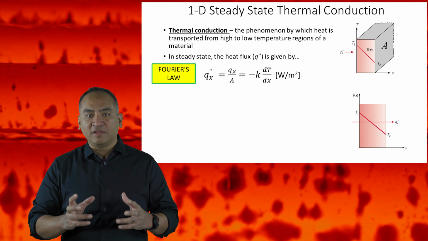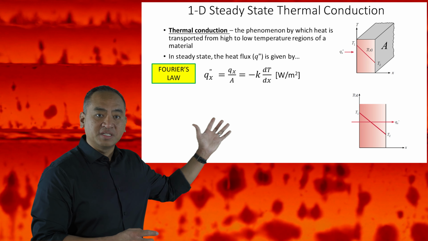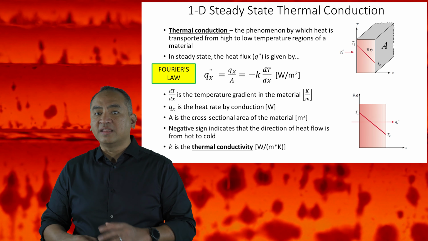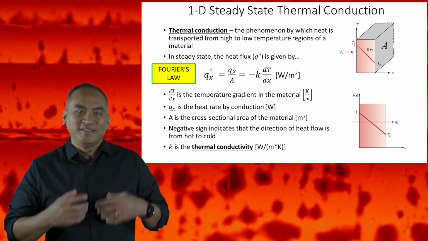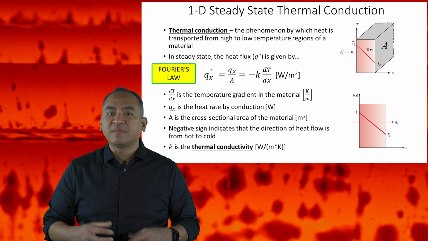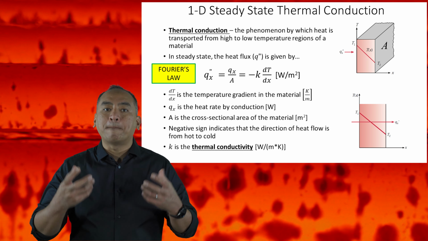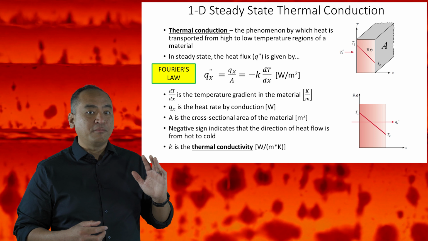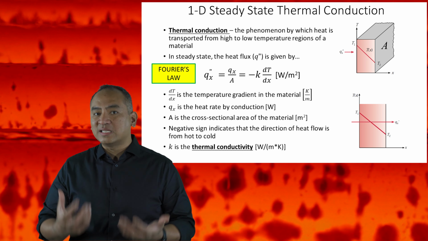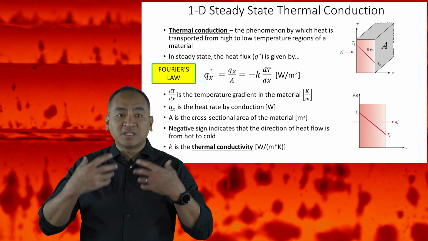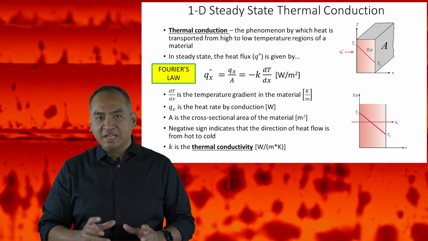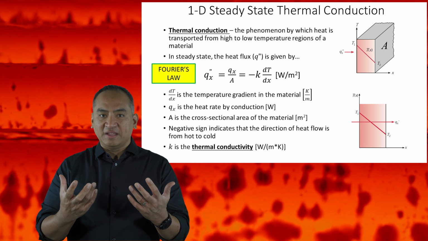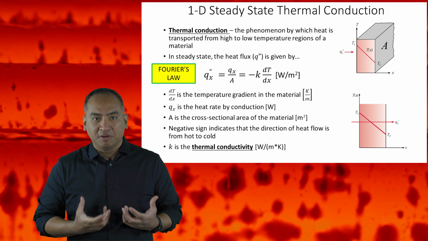The direction of heat flux is shown in the figures that you see here. dT over dx is the temperature gradient that exists in the material. The negative sign in Fourier's law is because we want the heat flux to be a positive value. The direction of heat flow is from hot region to cold region, which means that the slope of the temperature versus x graph is going to be negative. What is important here is K, which is the thermal conductivity, which is a property of a material.